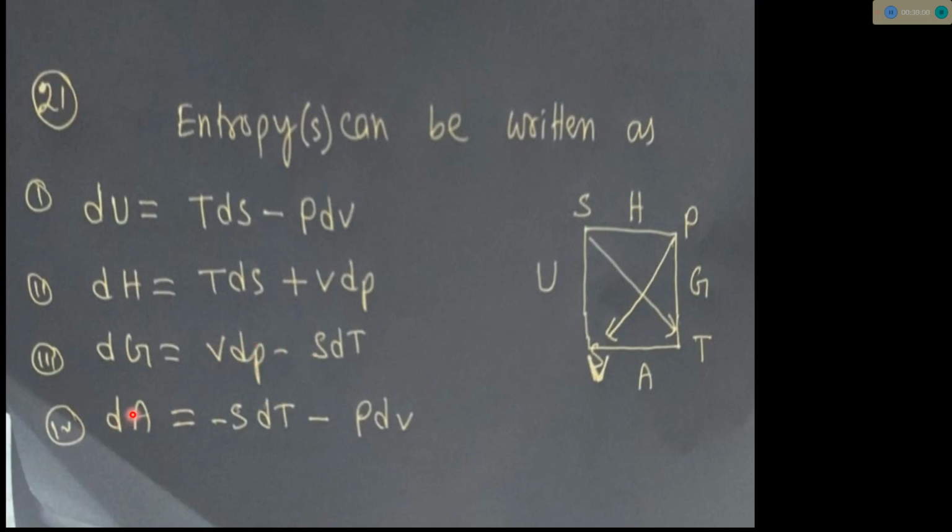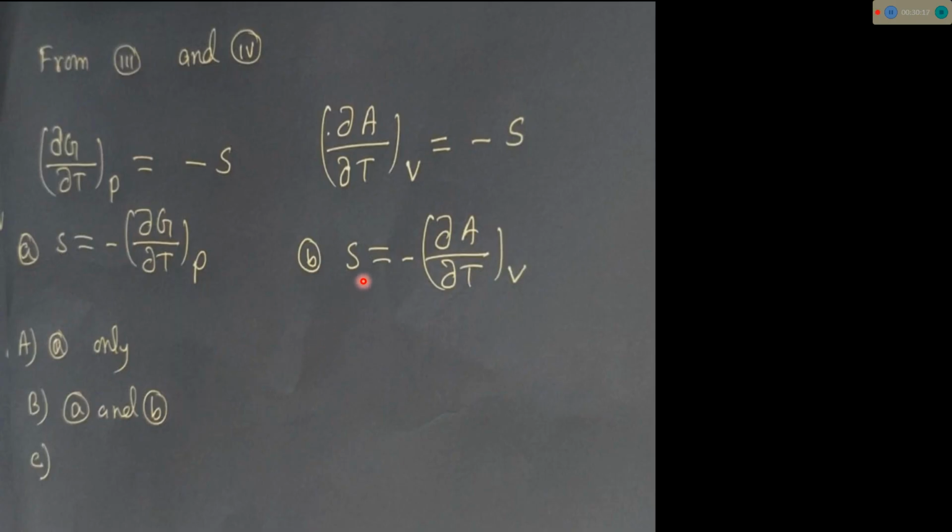From 4, del A, del T, if we divide again by del T at constant V, then del A by del T at constant V means this dV becomes 0, this whole part becomes 0. So del A by del T at constant V becomes minus S. So S equal to minus del A by del T at constant V.